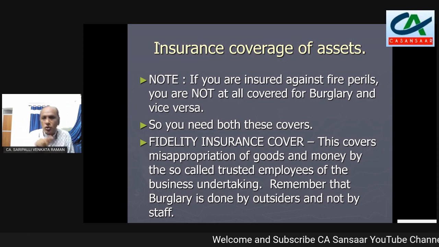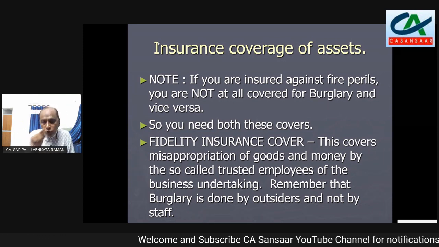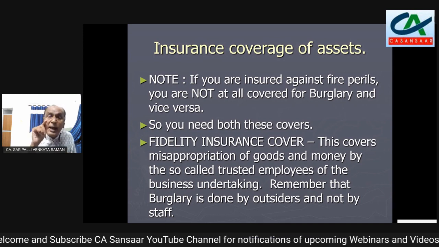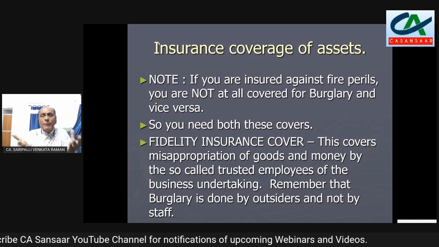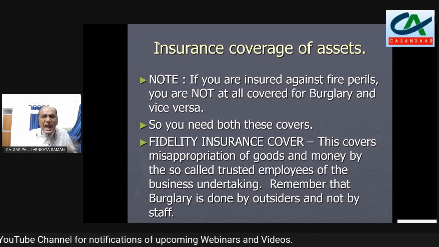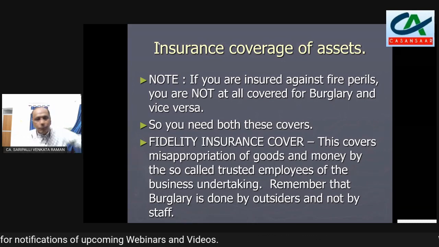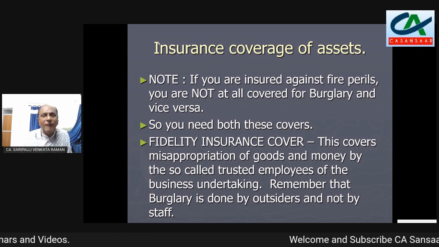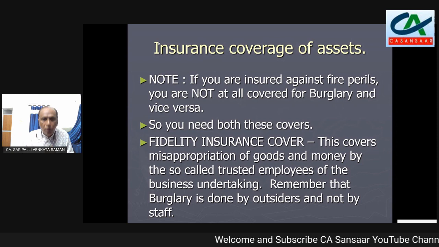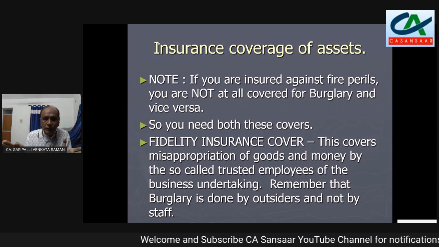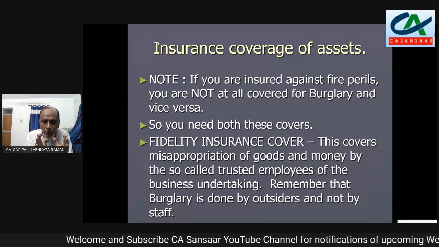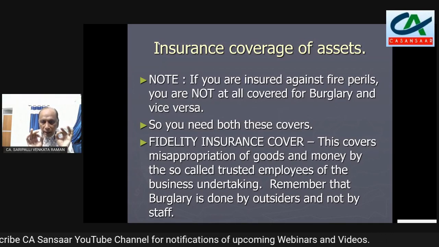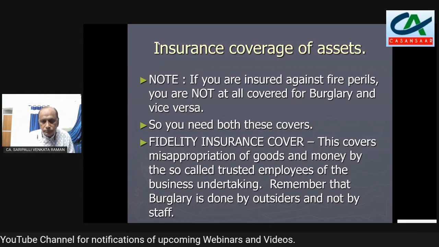A theft of goods or money by employees is only covered by a fidelity insurance policy. So many people do not know the difference, and they say, I have a burglary cover and my employee has stolen the goods, I should be paid, and they simply fight with the insurance company. That is not true. Fidelity policy is a separate thing, and you need to cover the employees in a fidelity policy only. Next.